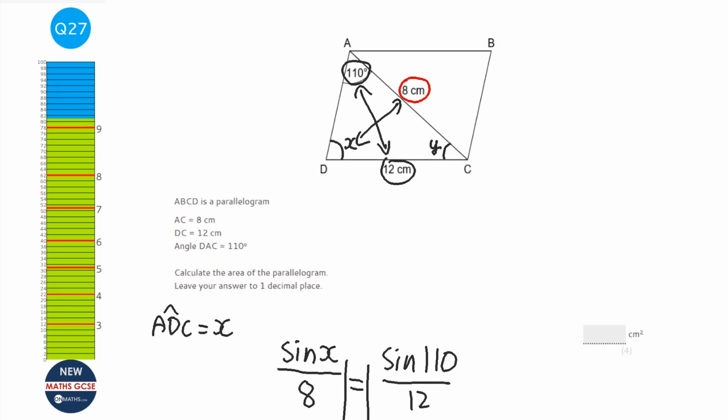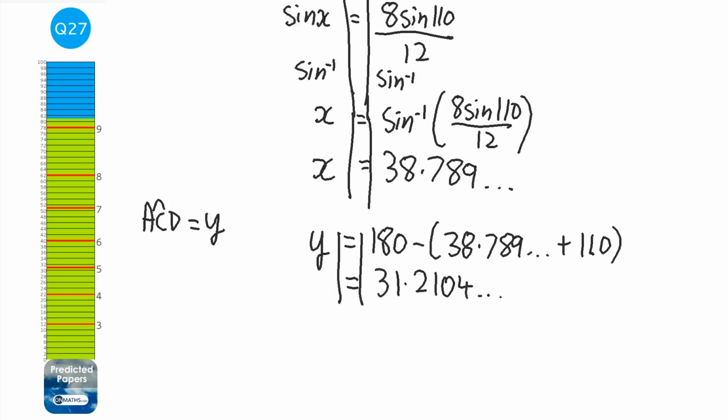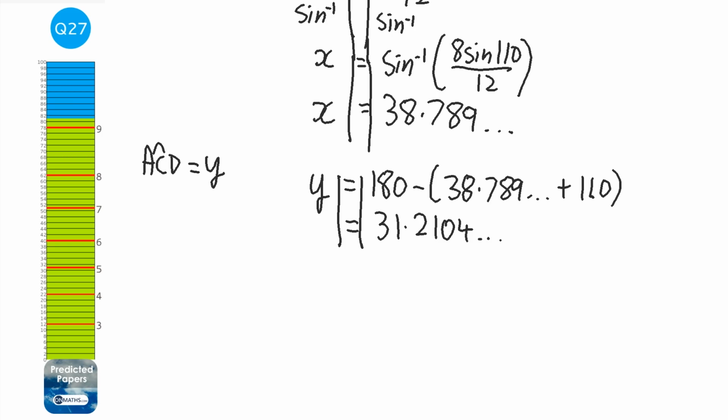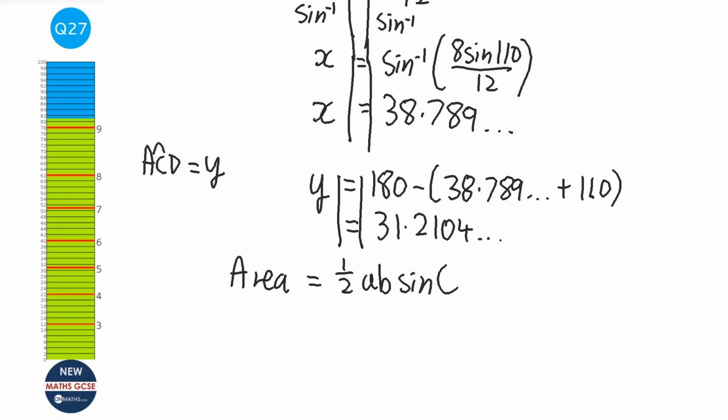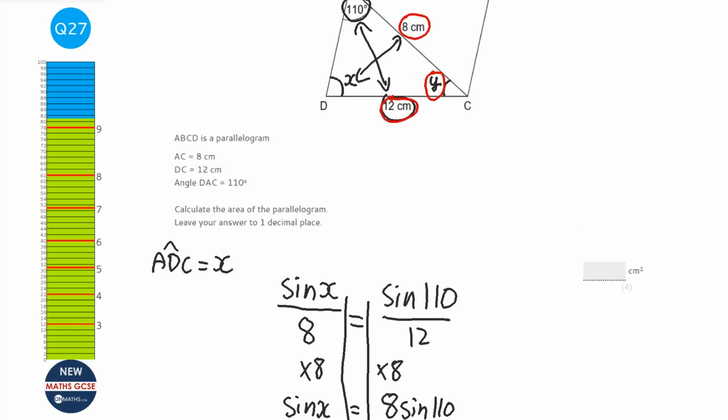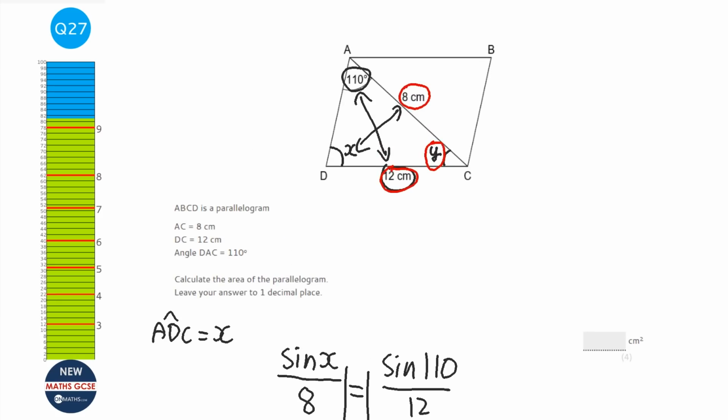Okay, so I've worked out what Y is, which is good, because when you have a length, then an angle, then a length all together, then you can use the trigonometric area formula. And the formula is dead easy. It just says that area equals half AB sine big C.